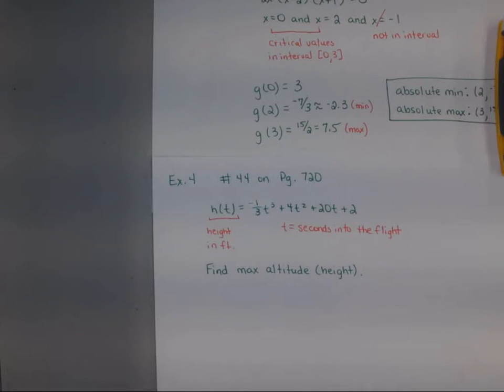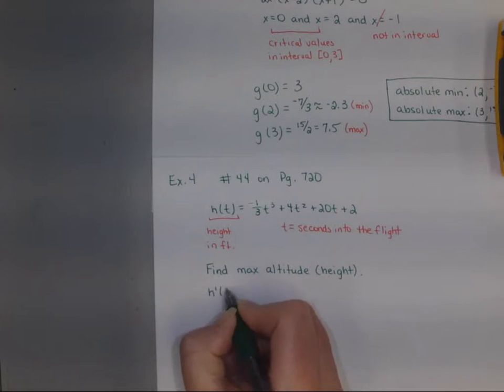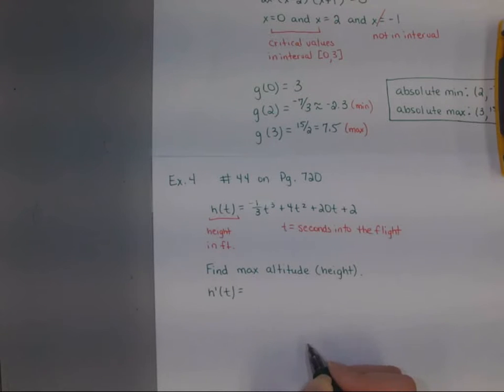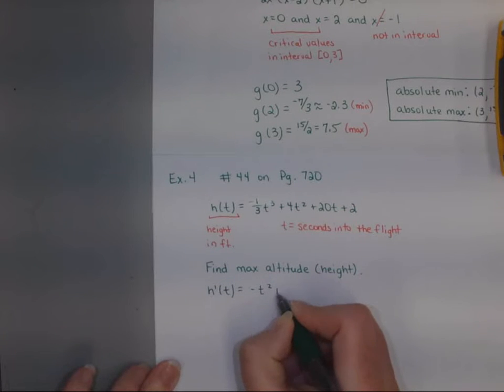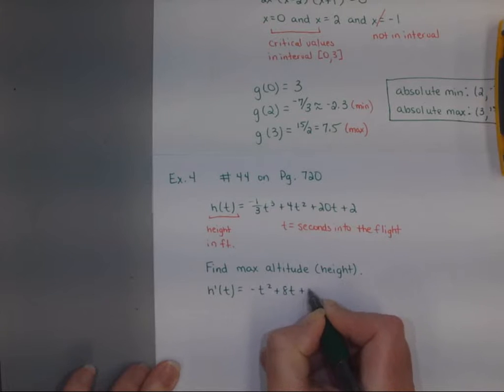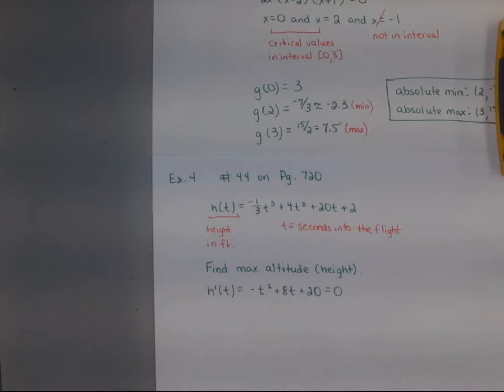Okay, so how are we going to find that? The maximum or the minimum has to occur at one of 2 places, right? At either a what? Critical value or a what? Endpoint, okay? So first let's find the critical values, and then we'll talk about how the endpoints, at least one of them, is kind of implied. What's the derivative? Negative t squared plus 8t plus 20. And we want to set that equal to 0.